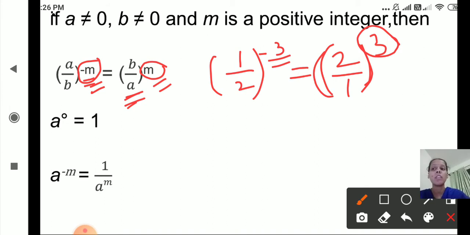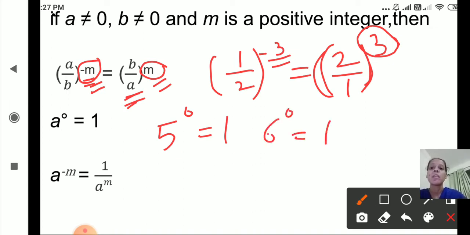And the second formula is a raised to 0 is equal to 1. A raised to 0 is equal to 1 means, suppose 5 raised to 0 is equal to, what will be the answer? 1. Okay, 6 raised to 0, what will be the answer? 1. So if the power of any number is 0, then the answer is 1. A raised to 0 is equal to 1. In that way 5 raised to 0 is equal to 1. If it is 7 raised to 0, then it is equal to 1.